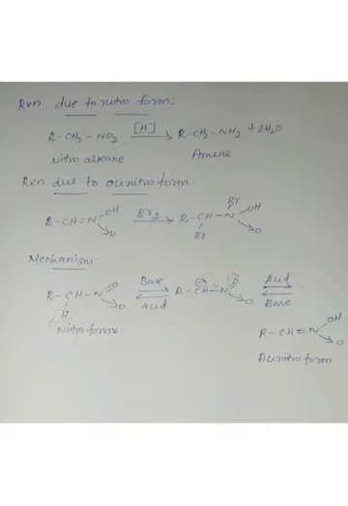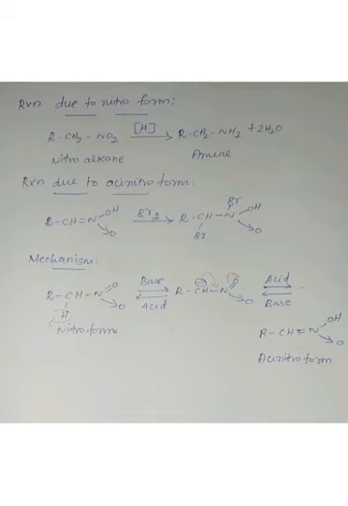Now the reactions due to the nitro form. You take a nitroalkane and undergo reduction: the NO2 group is converted to NH2, that is nitro converts to amine. This is the reaction of the nitro form. The reaction due to the acinitro form: the enol form of the nitroalkane reacts with bromine to form a dibromo derivative.